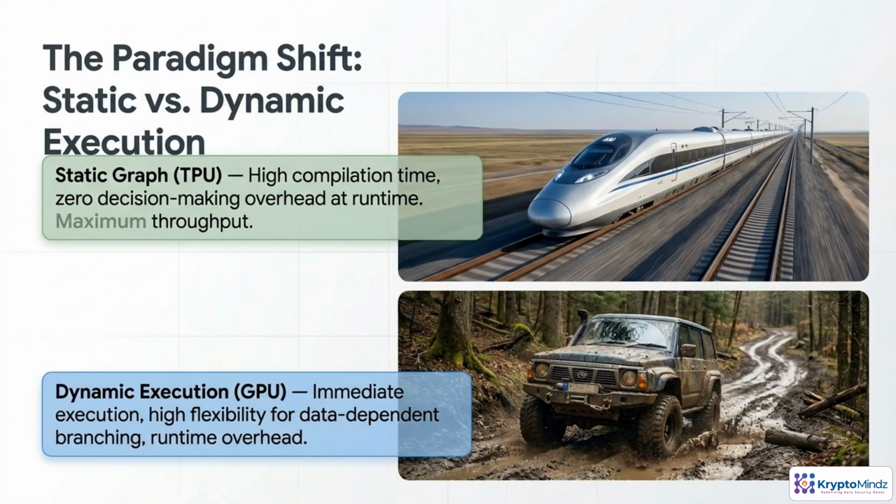On TPUs, execution is based on a static graph planned ahead of time. You pay an upfront compilation cost, but once the graph is fixed, the hardware just streams data through it with almost no decisions at runtime. That's how you reach maximum throughput. Dynamic execution on GPUs works the other way. Each step can react to data, change shapes, and take different branches. You gain flexibility and easier debugging, but you introduce runtime overhead and usually give up some peak efficiency.